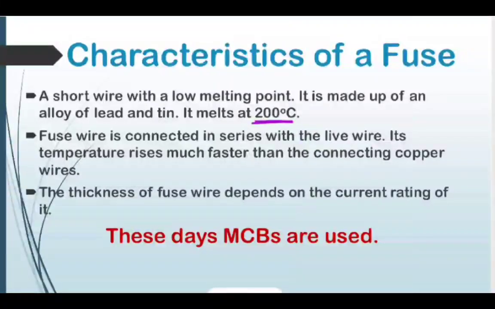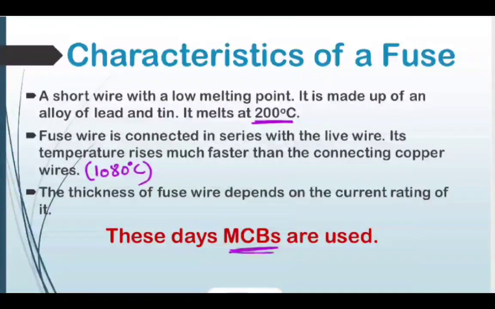The fuse wire is connected in series with the live wire. Its temperature rises much faster than the copper wire. As I said, the copper wire has a melting point of 1080 degrees Celsius, so it has to be way lower than that. The thickness of the fuse wire depends on the current rating of it. Nowadays, this fuse is very commonly available in markets. Now these days the MCBs are used.